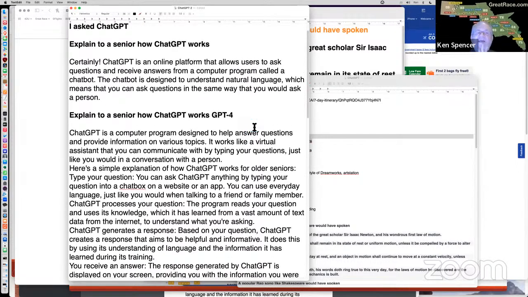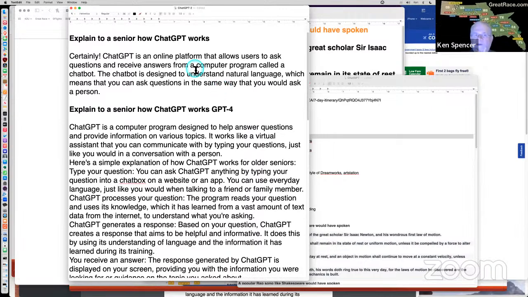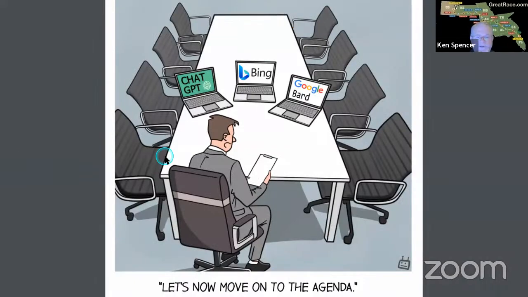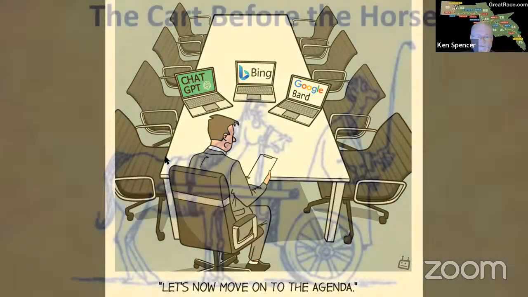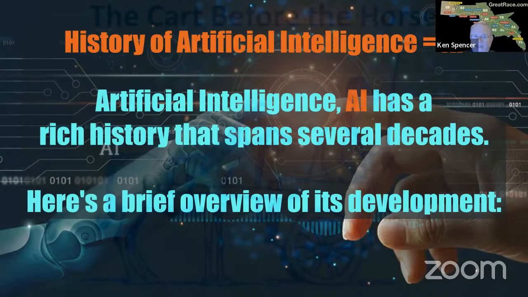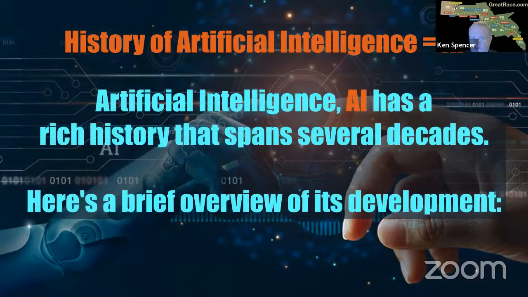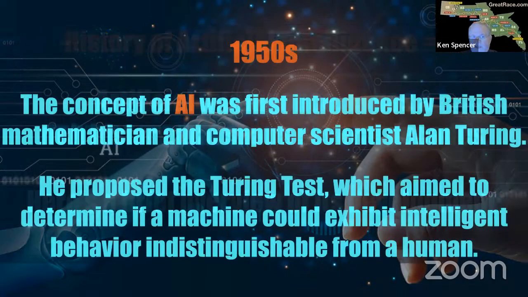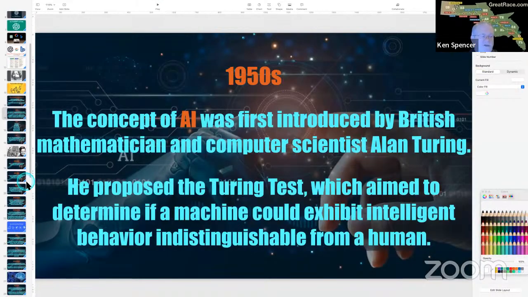So ChatGPT is just what this is called. And let me go to some definitions for you. So if I pound through this, I talked about ChatGPT, and that's putting the cart before the horse. It's all based on artificial intelligence. I'm going to just pound through this really quick, and I'll go into much more detail. It was first introduced by British mathematician Alan Turing in the 1950s.